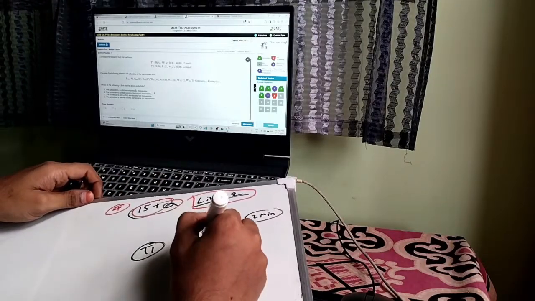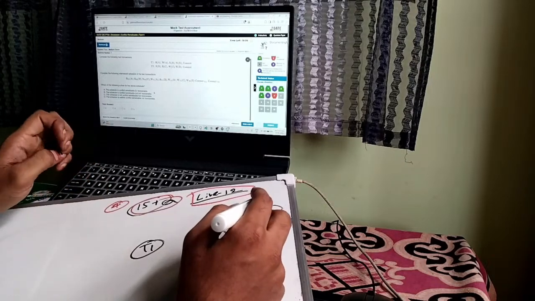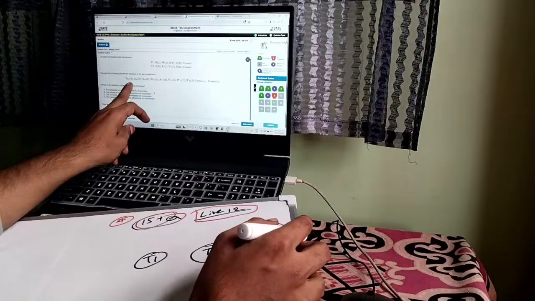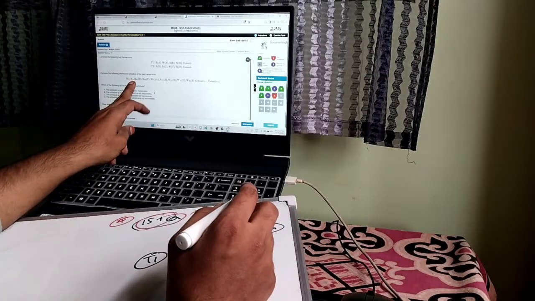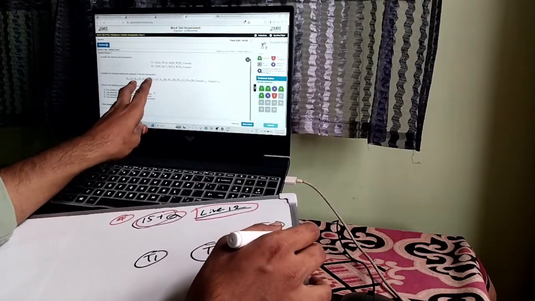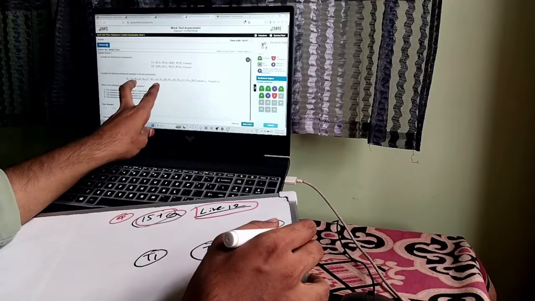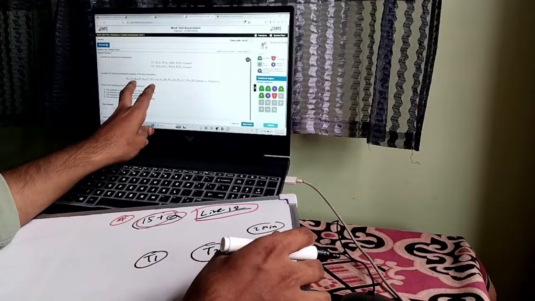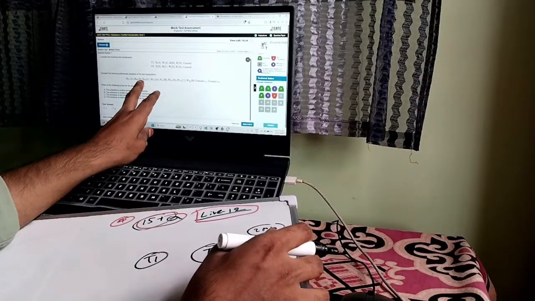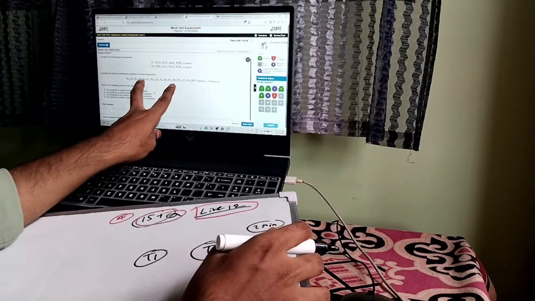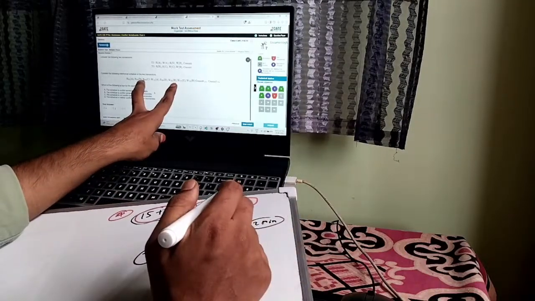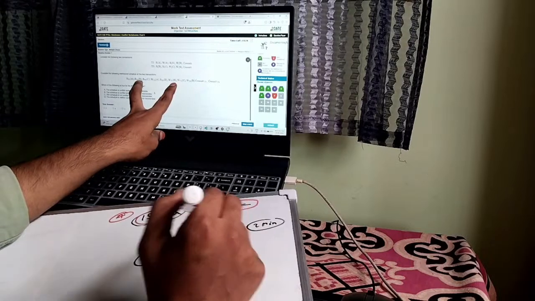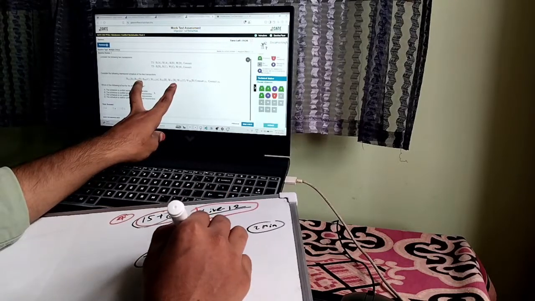T1 and T2 mean two transactions. Let us find. T1 reads A. Where is A? There is no A anywhere here, so we should ignore it. Then T1 reads B, and here writes B. Here T2 reads, and here it writes. So T2 to T1.